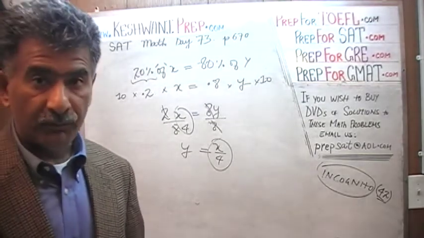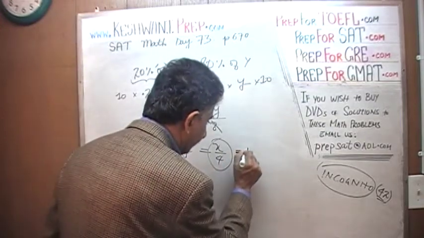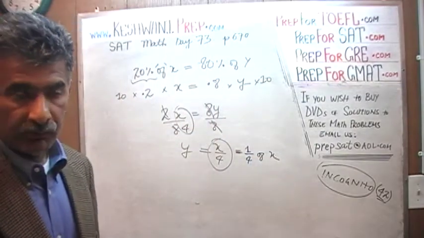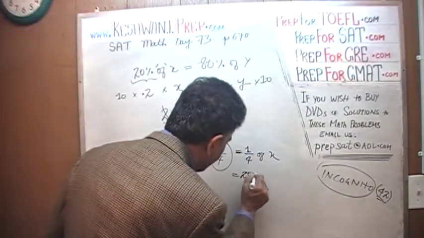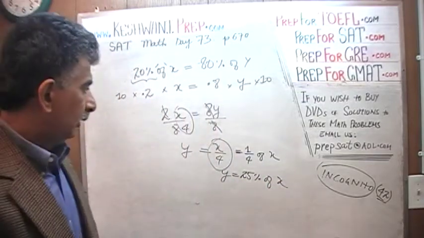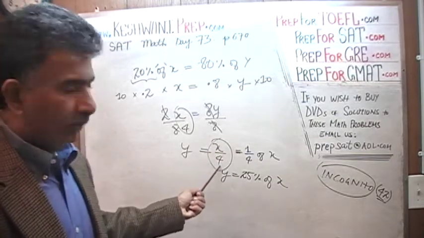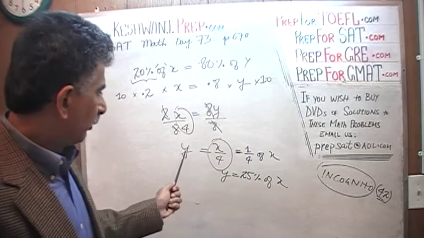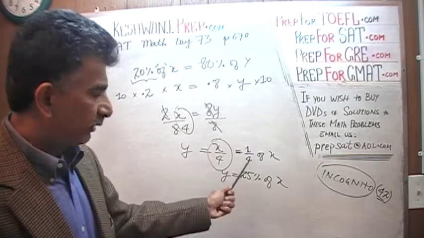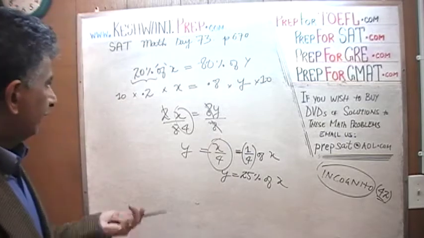But that's not how they give you the answer choices, do they? Y equals x over 4, which of course is the same as 1/4 of x, and 1/4 of anything is the same as 25%. So it's 25% of x. There are several different ways we can say it. We can say y equals x over 4, or we can say y is 1/4 of x, or we can say y is 25% of x, because 1/4 of anything is just 25%. So that's it.